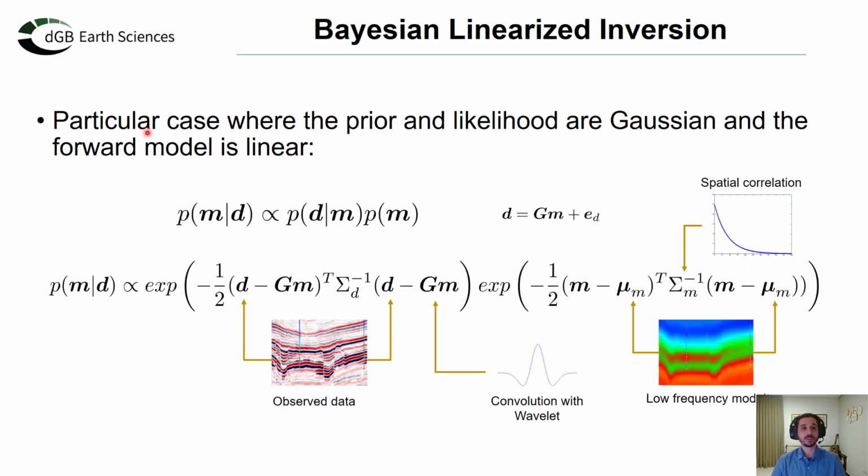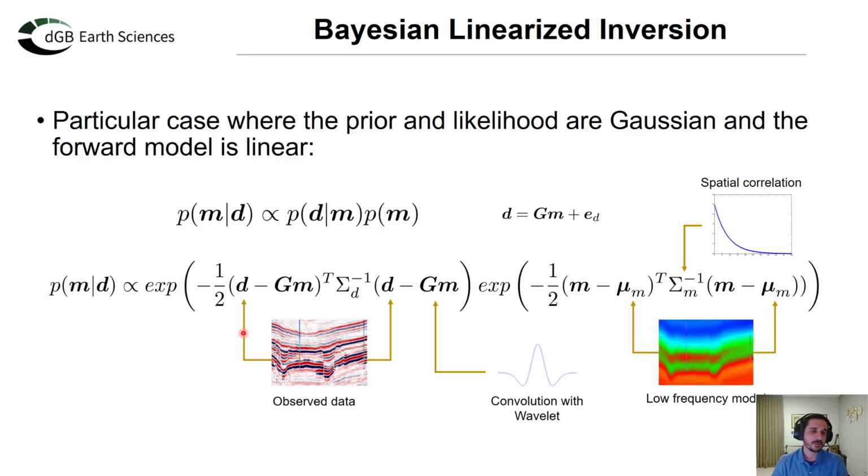In the particular case, the Bayesian linearized inversion is the case where the prior and the likelihood are Gaussian and the forward model is linear. So here we have the posterior distribution, and we have a linear model, and here we have the likelihood. We assume multivariate Gaussian distributions, and then we have the likelihood and the prior here.